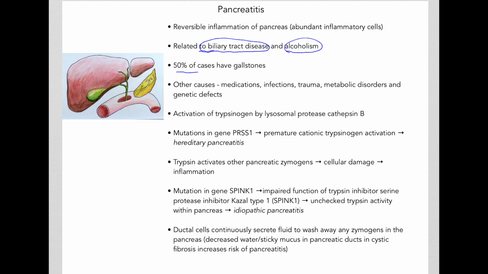About 50% of pancreatitis cases have gallstones, and other causes or associations of this disease include certain medications, certain infections, as well as trauma, metabolic disorders, and genetic defects can increase the probability of getting pancreatitis.